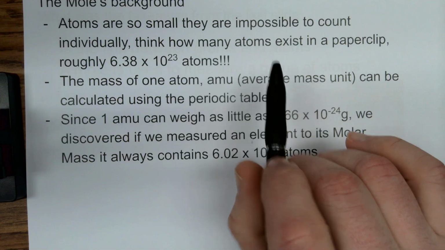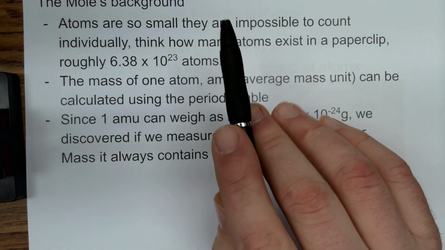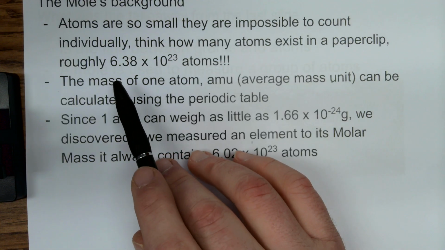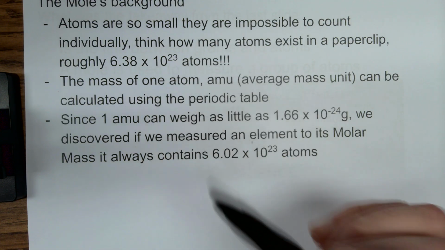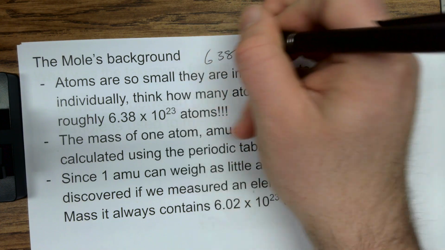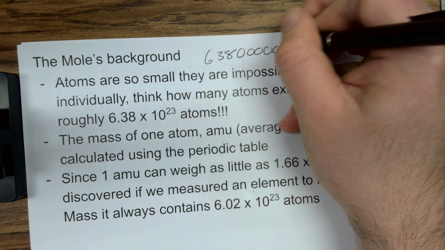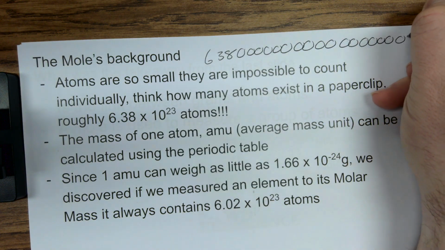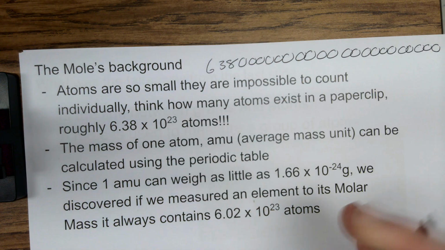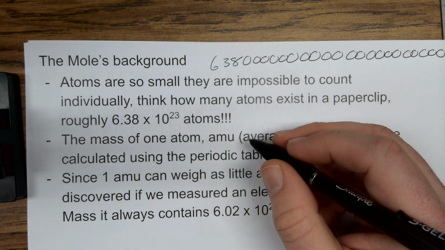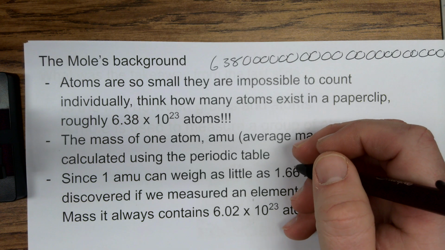If we just took the atoms, counted the atoms of a single paperclip of iron, it would come out to be roughly around 6.38 times 10 to the 23 atoms. So you're talking about the number 6, 3, 8, and then 21 zeros behind it. That's how many atoms we can roughly measure in one paperclip.